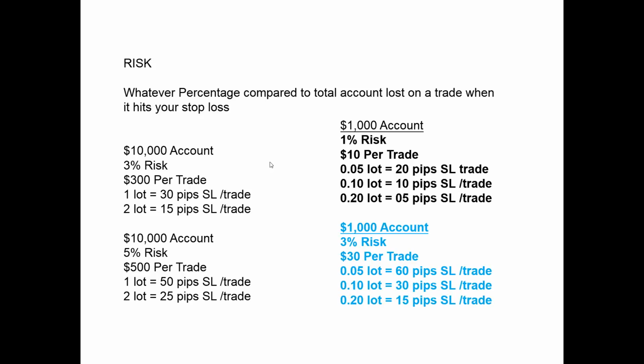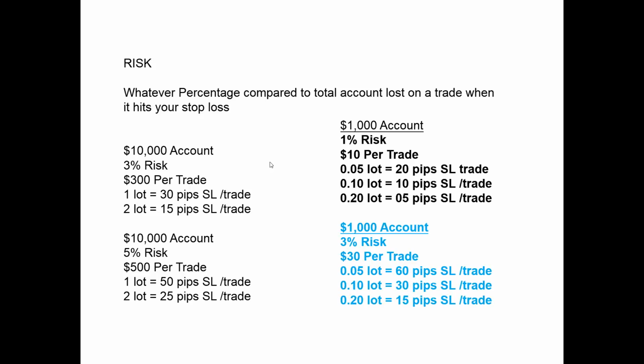Okay, so a $10,000 account, 3% risk is going to be $300, right? One lot, you're only going to be able to have a 30 pip stop loss on it if you're going to be doing 3% risk per trade. Makes sense? One lot, $10 per pip, 30 pips, $300, right? If you do two lots, 3% risk on a $10,000 account, you're only going to be able to do a 15 pip stop loss.